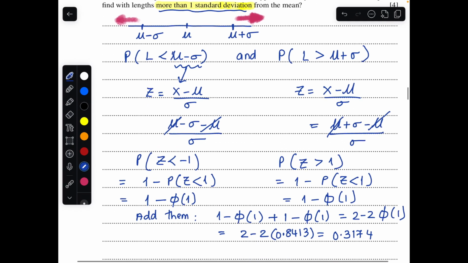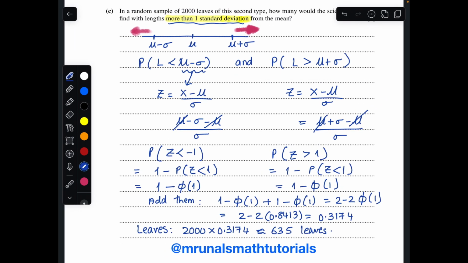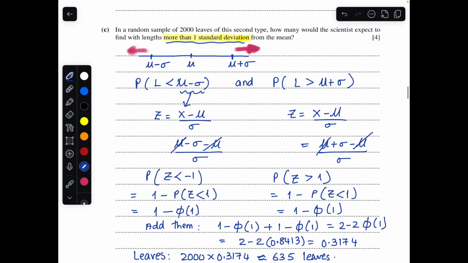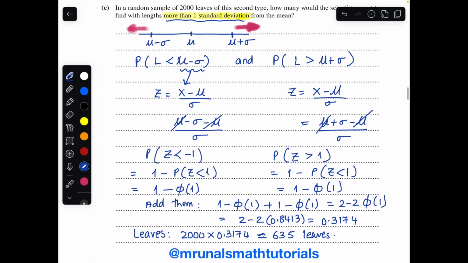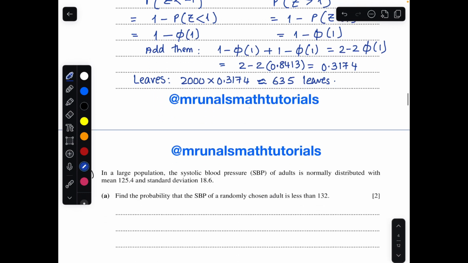Remember, the question is asking us the probability. So we have 2000 leaves. The number of leaves would be 2000 multiplied by 0.3174, which is approximately 635 leaves. So the scientists may find 635 leaves if they select a random sample of 2000 leaves. All right, so that's about this question. Let's move on to the next one.